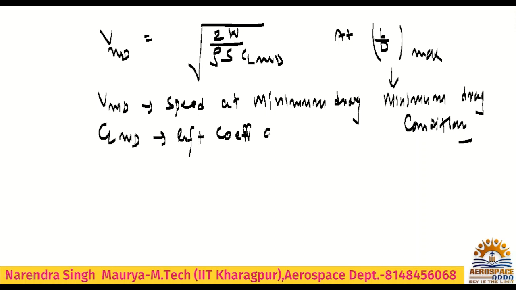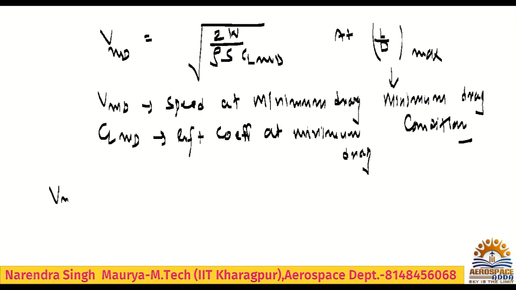C_L_md is the lift coefficient at minimum drag. Because it is clearly mentioned that the glider is gliding at the L by D max condition. So whatever value you may get, all values will be related to the minimum drag condition, or L by D max condition.